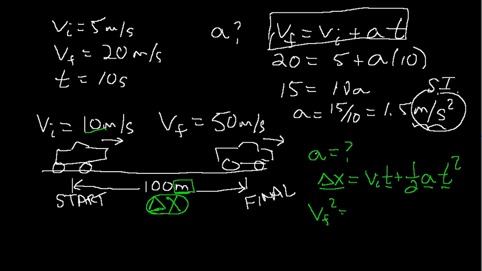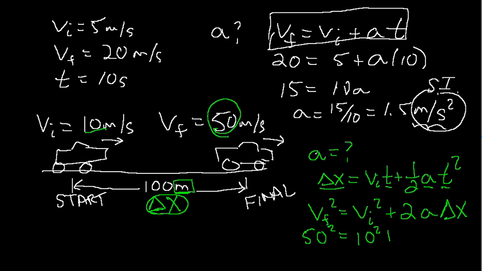V final squared is V initial squared plus 2 times the acceleration times your delta x or delta y. And again, you'll have all these equations. It depends. You could use delta y if you're talking about displacements going down, but in this case we're on a road, so delta x is good. Now we've got some things we can plug in here. The final velocity squared, that's 50, so we put 50 squared. What's my initial? That's 10, so let's put 10 squared plus 2. Do we know the acceleration? No, we need to find that out. Do we know the displacement? Yes, it's 100 meters, so put 100 there.